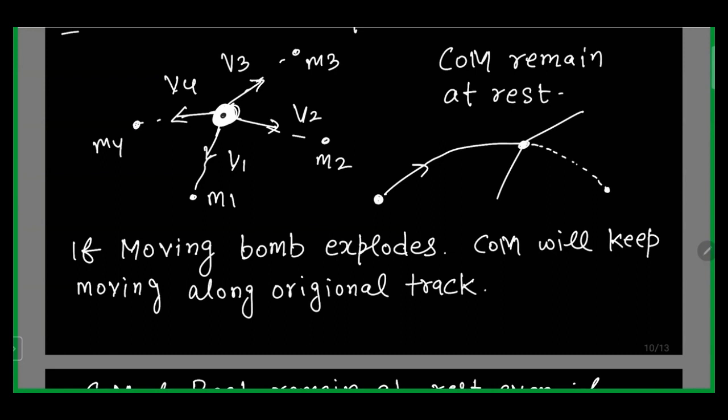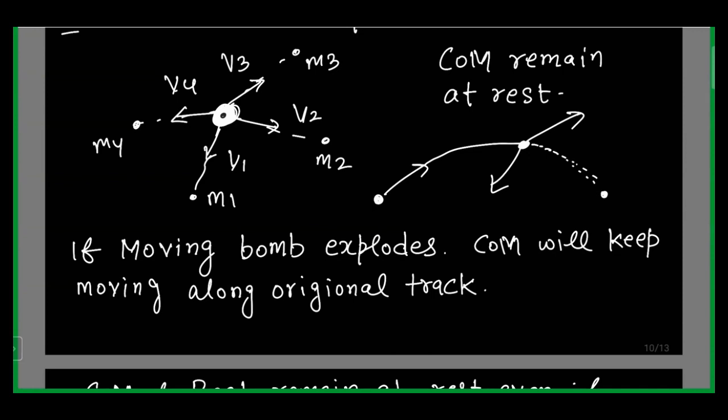If this body hadn't exploded, then your body would have gone from here to here. But now your bomb exploded in the middle into 2 parts, one here and one here. But your center of mass will still keep on moving in the same direction. Why? Because the explosion is an internal force and internal force does not influence the motion of the center of mass. So your center of mass will keep going in the same trajectory as before.